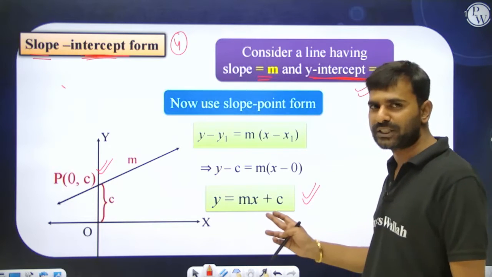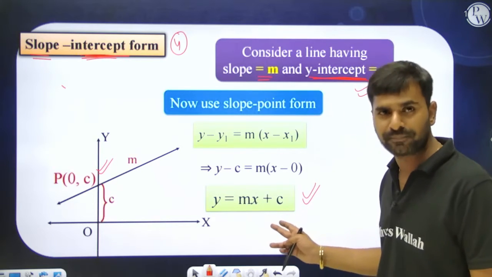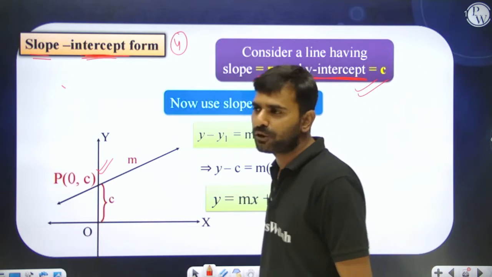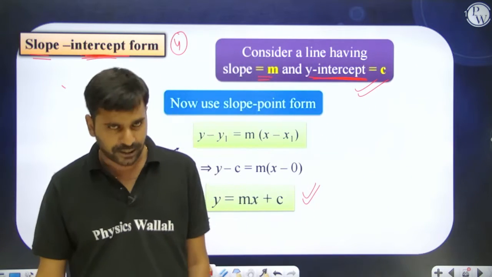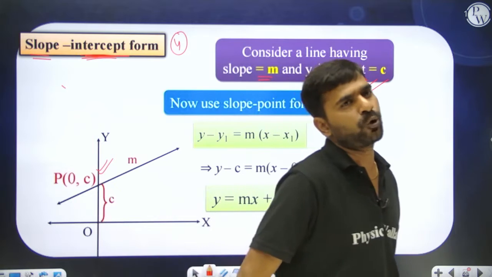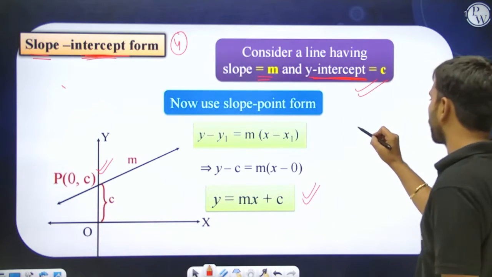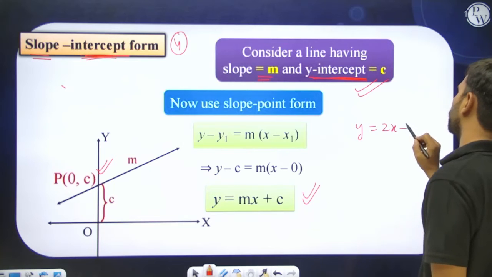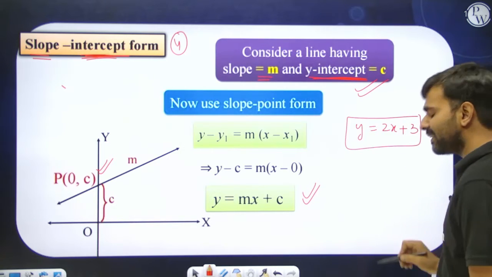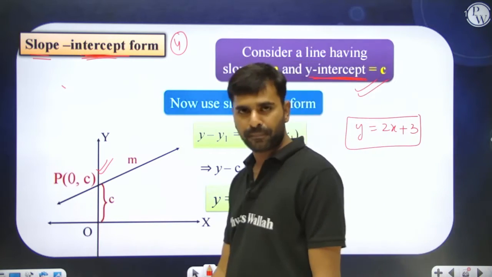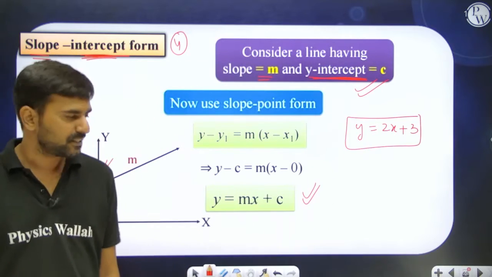Why? Because if you put x equal to 0 into this, you get y equal to c. That means your line is passing through 0 comma c, that means c is the y intercept. And the slope is nothing but m, that's why this is known as slope intercept form. So if a line is given to me like this, y equal to 2x plus 3, then we can say that the slope is 2 and the y intercept is equal to 3.